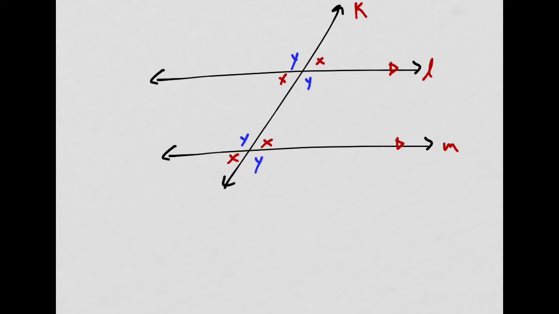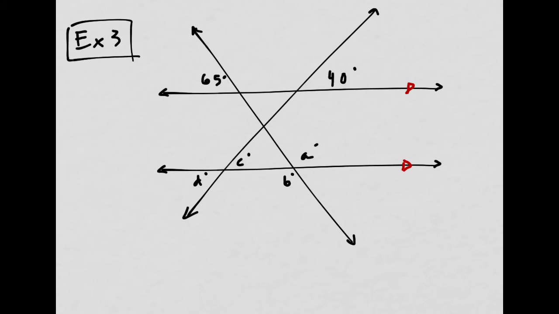So let's move on to the next example. It's a cool one. I like it a lot. This one's a fun one. We're supposed to find A, B, C, and D. I already know that those are going to be the same because they're vertical angles. So that's easy. Once I have A, I also have B. Same idea with C and D. Those are vertical angles. So that's great.